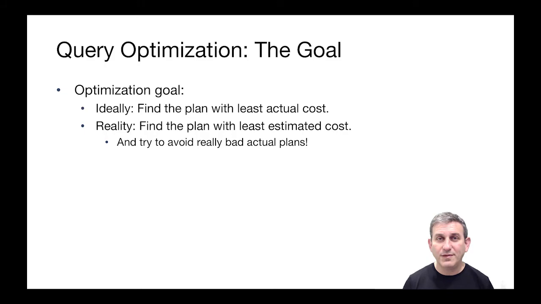The goal in query optimization in the end is to find the plan with truly the least actual cost, the one that will run the fastest. The reality is that we're going to find the plan with the least estimated cost based on our cost model. Our cost model might not be entirely accurate. As we will see in subsequent lectures, it's going to have to make some heuristic approximations to reality. But overall, what we're really trying to do with query optimization is avoid really bad plans and pick plans that in reality work pretty well.